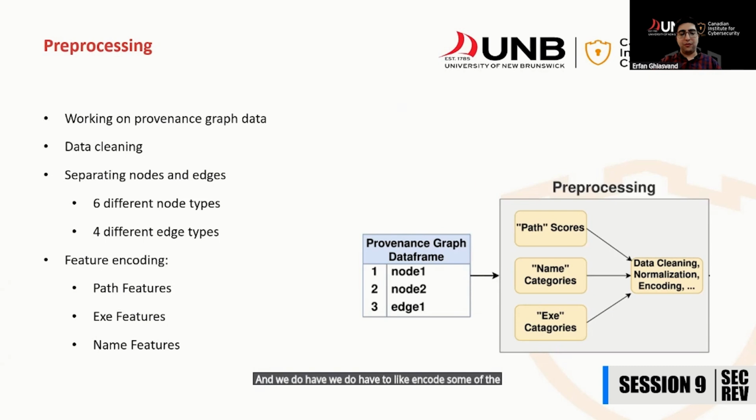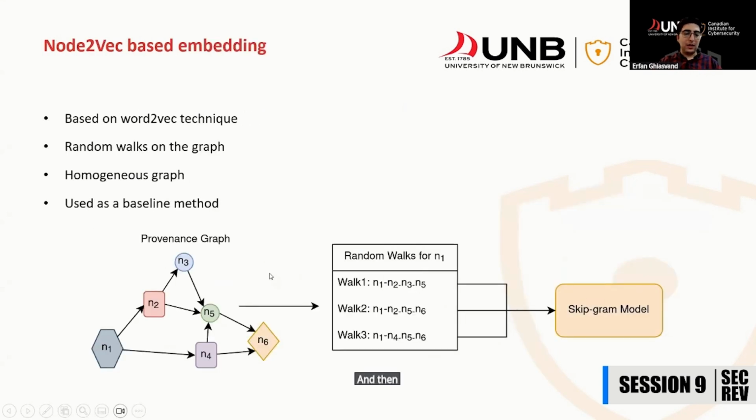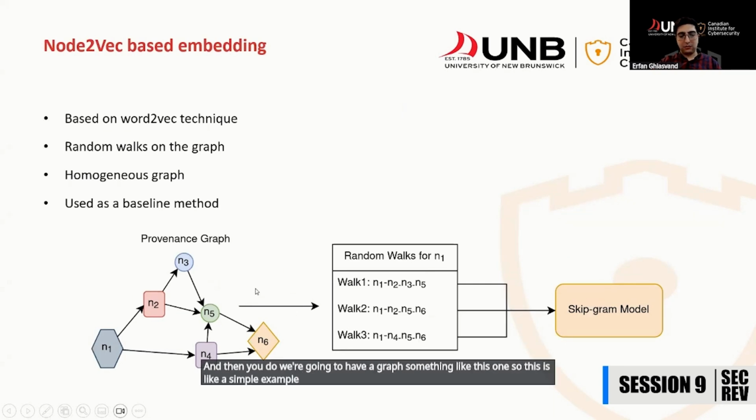For example, we do have a feature in the provenance graph called path. It's a path of the file or path of the directory, whatever it is. You can encode those things, and you can encode the features. For example, I provided some examples of 3 features here. And then we're going to have a graph something like this one. So this is a simple example of how a provenance graph can look. We do have different types of nodes and different types of edges.